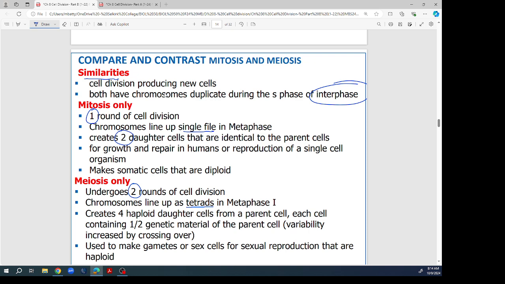We're going to make 2 daughter cells that are the same as the parents, or we're going to make 4 daughter cells that are half the same as the parent cells. The purpose of these is for growth and repair or reproduction, asexual reproduction of a single cell organism, or it's to make gametes or sex cells for a sexually reproducing organism. These are somatic cells as opposed to gametes, and we've got diploid cells produced here and haploid cells produced down here. They are both cell division, they both produce new cells, and that's a pretty good summary.